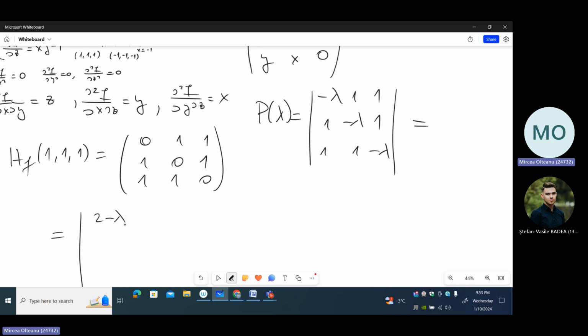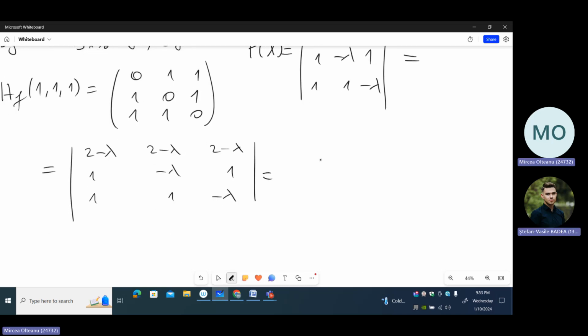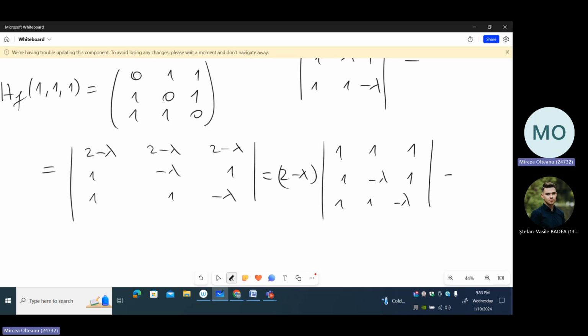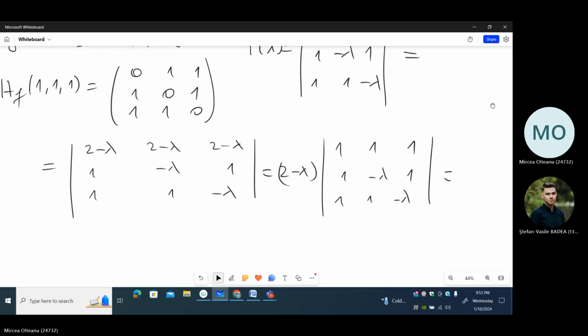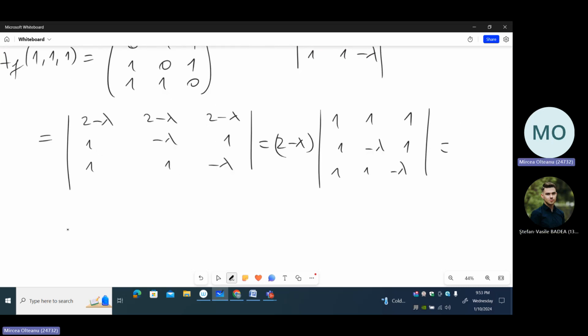So we get 2 minus lambda, 2 minus lambda, 2 minus lambda in the first row, then 1, minus lambda, 1; 1, 1, minus lambda. From the first row, we have a common factor 2 minus lambda. So 1, 1, 1; 1, minus lambda, 1; 1, 1, minus lambda. Now this one can be computed with the triangle rule, but not necessarily. We can simplify it a little bit.